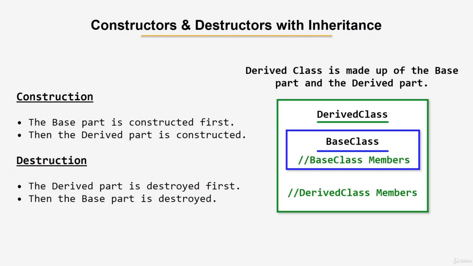From our observations, we can see that the derived class is basically made up of the base part and the specialized derived part. And when we do construction, the base part is constructed first, followed by the construction of the derived part. And with destruction, this is reversed. The derived part is destroyed first, and then the base part is destroyed.